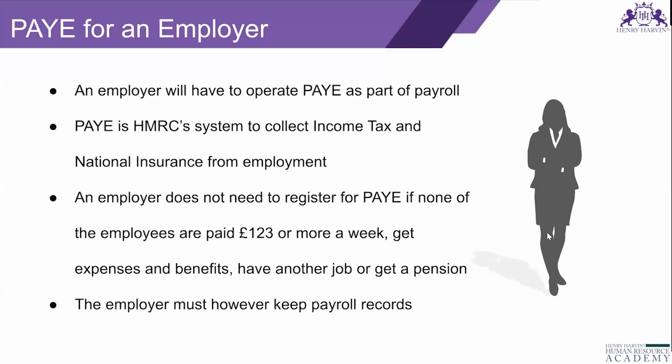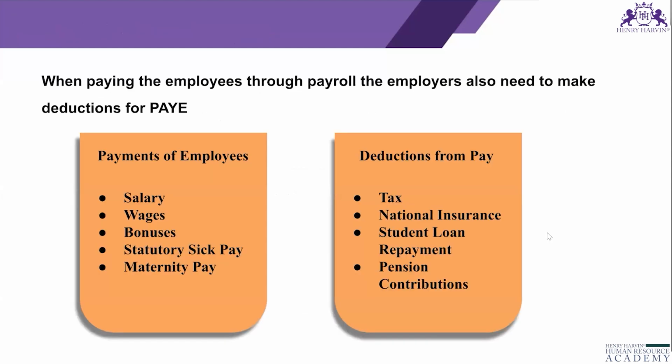Okay, why pension and why another job? Because these are the reasons where an employee may earn less than £123 a week. That is the reason it is mentioned here. Otherwise, the salary will be on the higher side. Why would an employee receive £123 or less? In these cases only they will receive less. Or if the employee is a part-timer or works very few hours. The employer must, however, keep payroll records. As I said, they have to keep all the payroll records and they have to share the payslips and everything. When paying the employees through payroll, the employers also need to make deductions for PAYE.